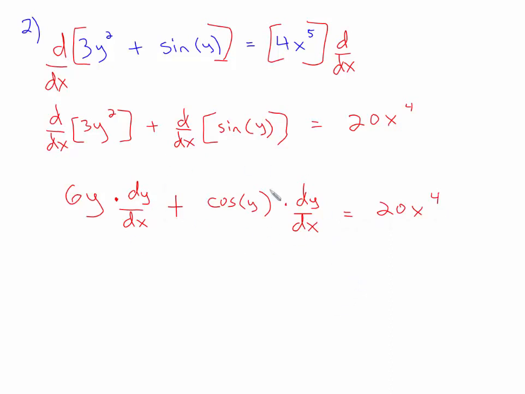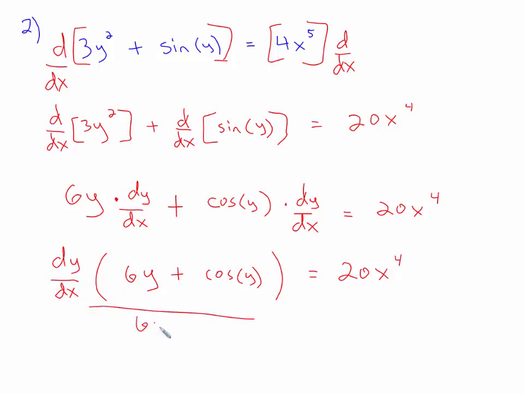Now it's just all algebra. Remember, we need to get dy/dx by itself. You have to notice that both of these have dy/dx in common, so we can factor out a GCF, which is dy/dx. Then we'll end up with 6y plus cosine y is equal to 20x to the fourth. To get this by itself, we divide by 6y plus cosine y, on both sides.